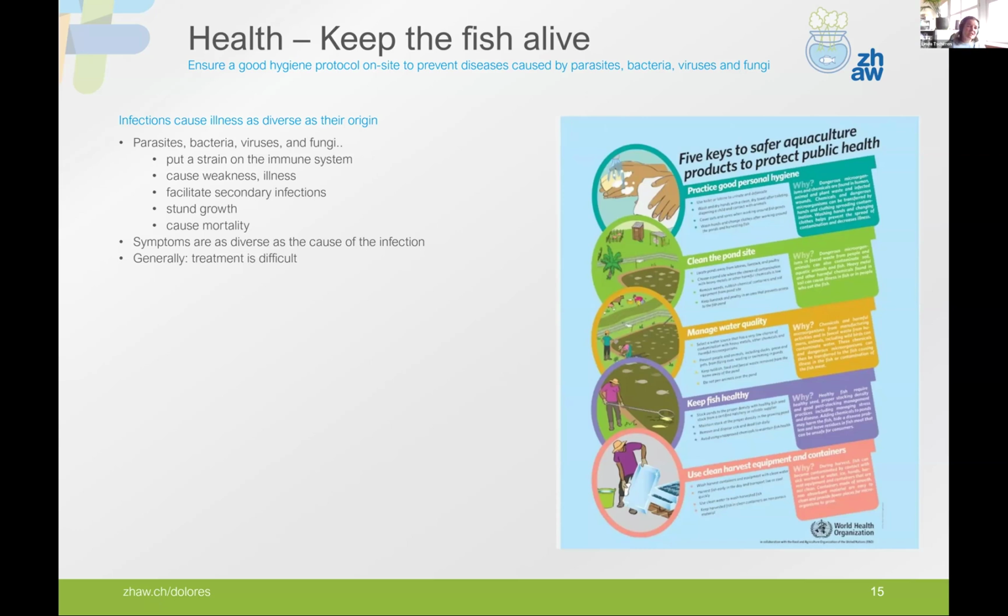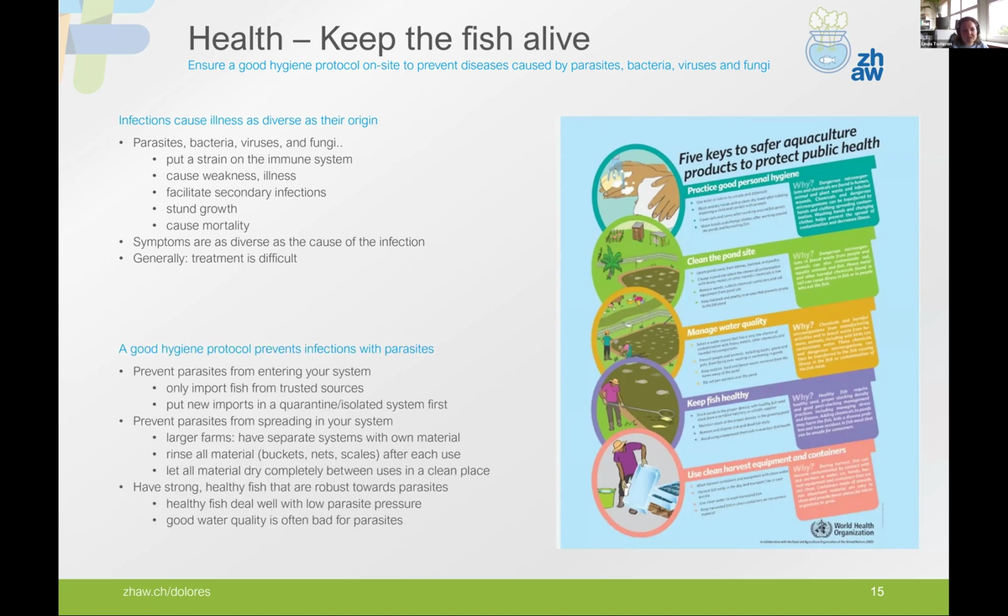Because bacteria and parasites are very diverse, the symptoms also depend on the infection. Generally, whatever it is, treatment is very difficult, especially in aquaponics systems. So we care for prevention. We want to import only fish from a source that you trust. If somehow possible, import them onto your site, and do not put them straight away into your system, but have another tank as a quarantine system where you can isolate them first and see for a few days: are they healthy, are they well? And then you put them into your main system.